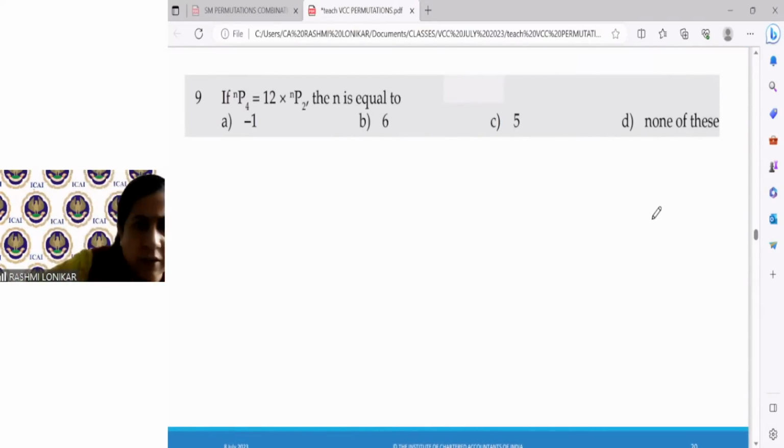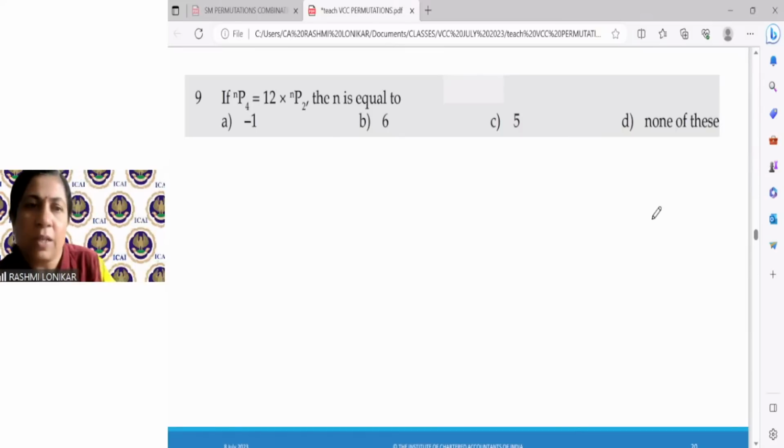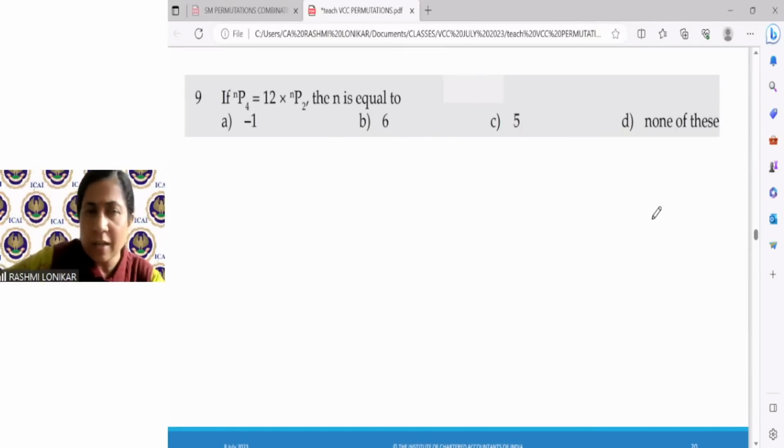Now nP4 is equal to 12 into nP2, then n is equal to how much? Earlier sum, similarly you have to apply over here. Okay, same type of sum.